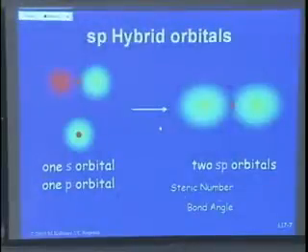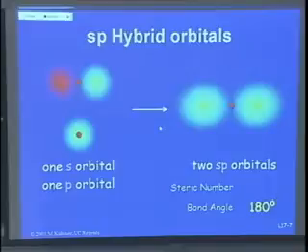All right. And now we can accommodate all kinds of things. We have two sp orbitals. This will have a steric number of what? 2, which will be a linear possibility, linear bonding, and a bond angle of 180 degrees. So now if you think a little bit more, I stop here.